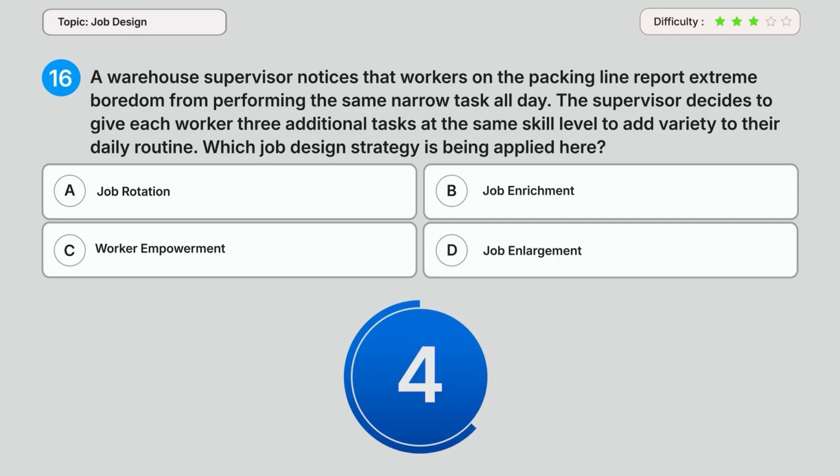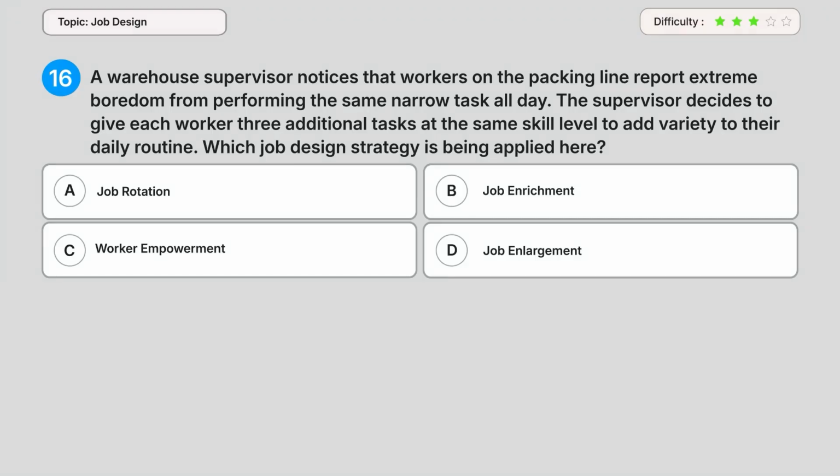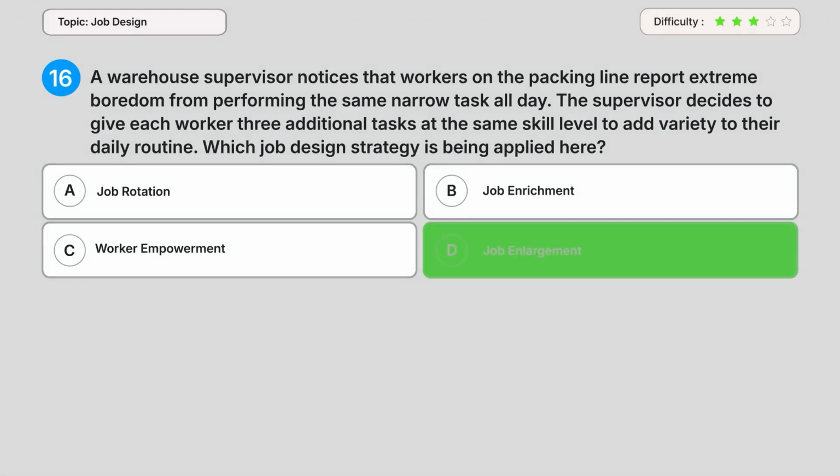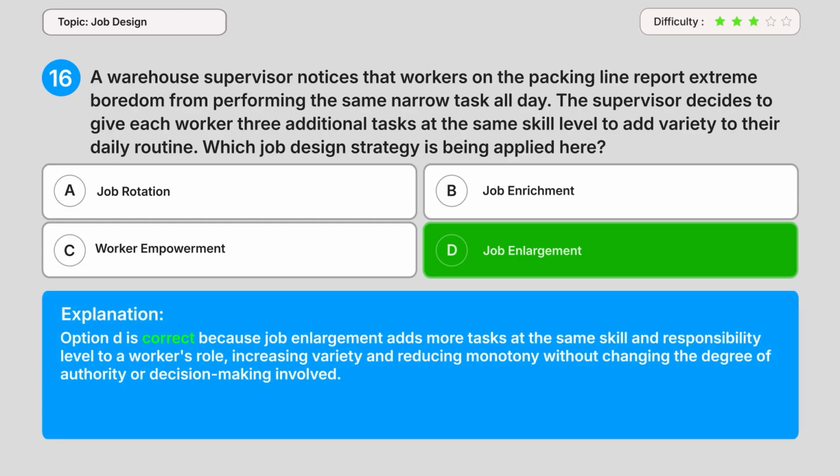What do you think is the answer? Correct answer, D. Job enlargement. Explanation. Option D is correct because job enlargement adds more tasks at the same skill and responsibility level to a worker's role, increasing variety and reducing monotony without changing the degree of authority or decision-making involved.